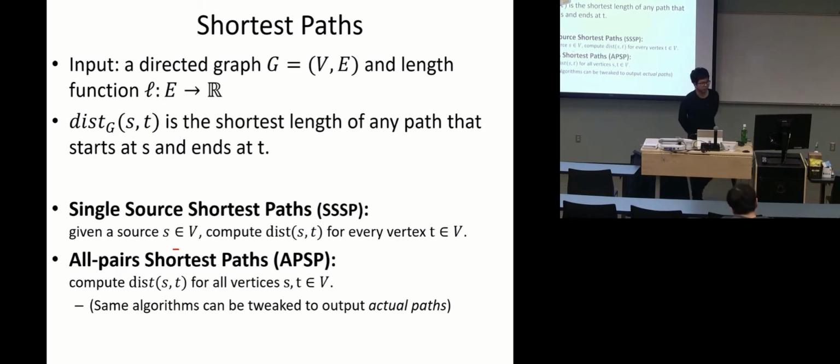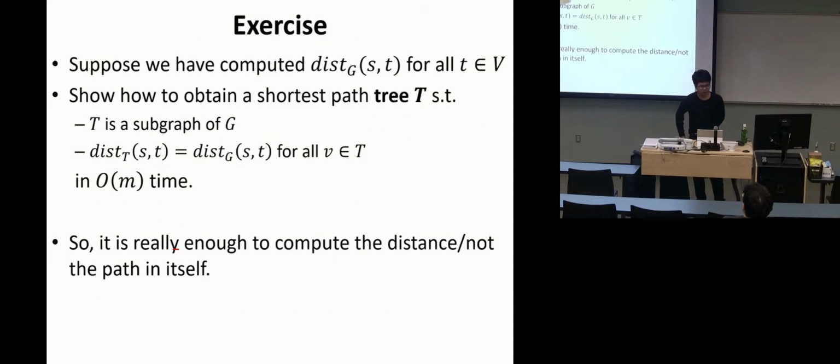You might wonder, we call this problem shortest path, but why do we want only the distance? It's just a number, not the path itself. It turns out it's quite easy to tweak any algorithm that computes distance so that you get an actual path itself. So let's try to do this. The exercise that I want you to think about is: suppose that you have already computed the distance from S to every other node T.